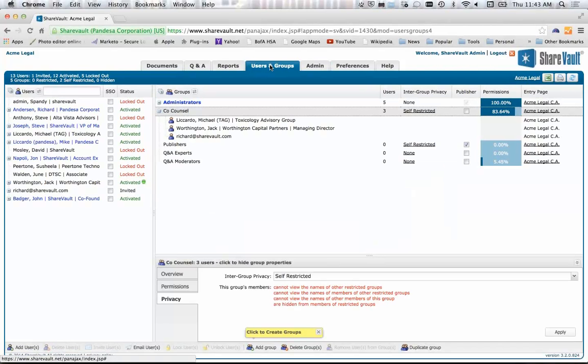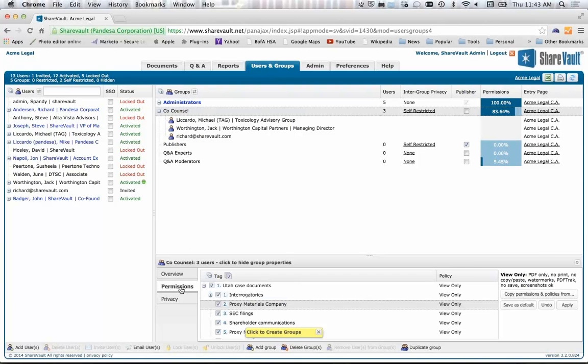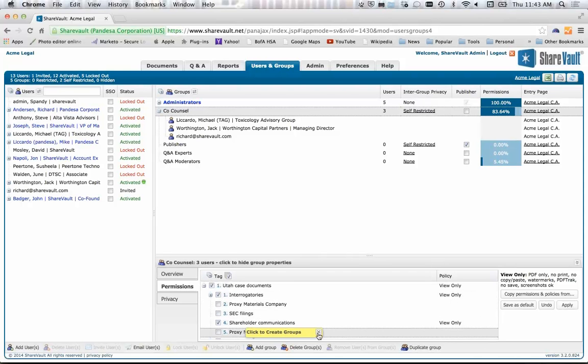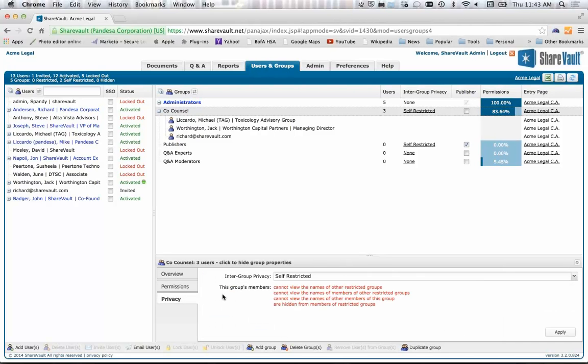Navigating over to the Users and Groups tab, ShareVault's permissioning tool empowers the admin with the ability to control and select folders and documents that they want to share with attorneys. ShareVault's flexibility and granularity enables the admin to permission at the folder, subfolder, and document levels. ShareVault's privacy tool helps the admin keep their data room participants' identities from becoming mistakenly revealed during the legal review process.